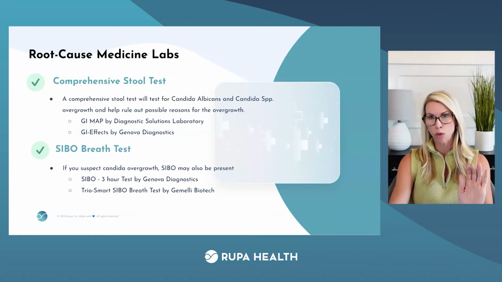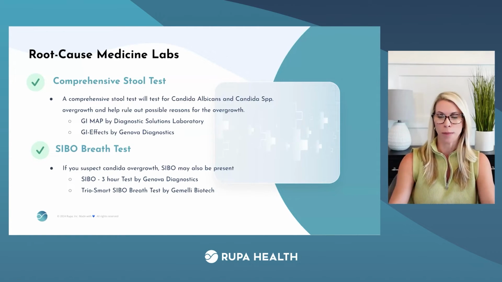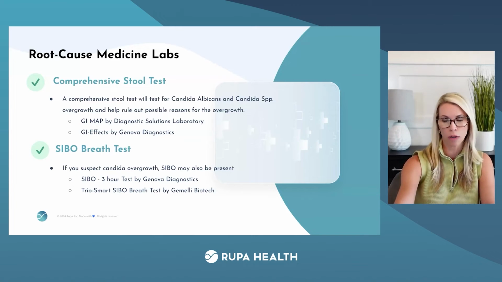And so these are two examples of SIBO breath tests. There's one by Genova, and then there's one called Trio-Smart by Gemelli Biotech. They test hydrogen, methane, and hydrogen sulfide. So those are just some options for you. Then you can order all of these in your Rupa dashboard.